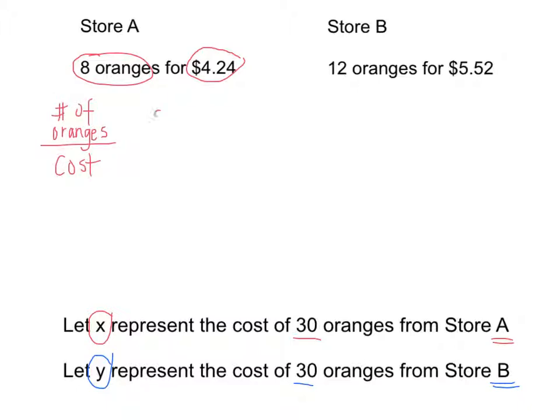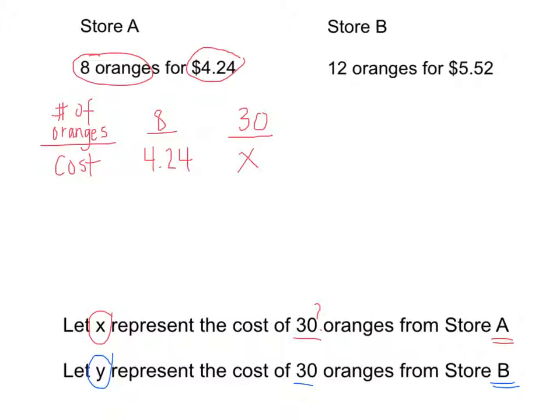For every 8 oranges, we pay $4.24. Now I'm writing my ratio as a fraction. In this column, we're comparing the number of oranges to the cost. At this rate, we have to figure out how much will it cost for 30 oranges. So what information do we know here? Well, we do know the number of oranges, so I'm going to write that as the numerator so that it is in line with my other number of oranges. If we have 30 oranges, do we know the cost? No, we don't. So we're going to use X to represent the cost of 30 oranges, as we stated below.